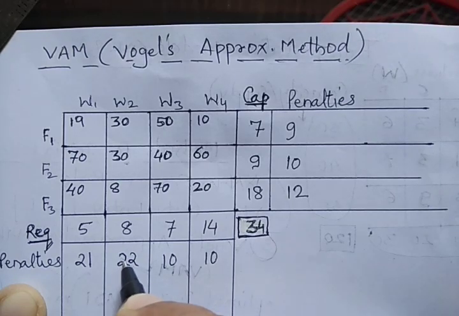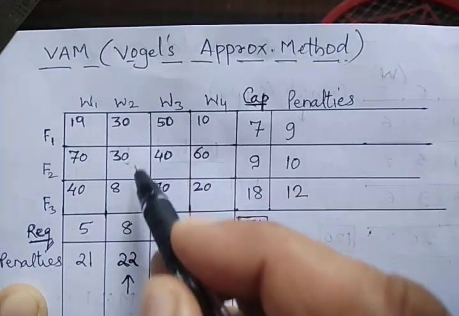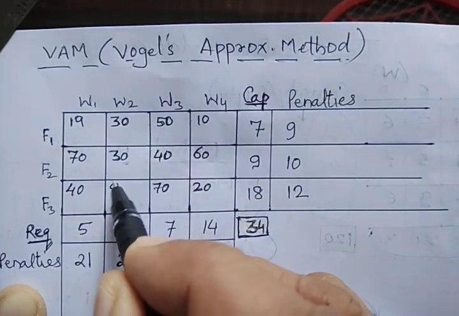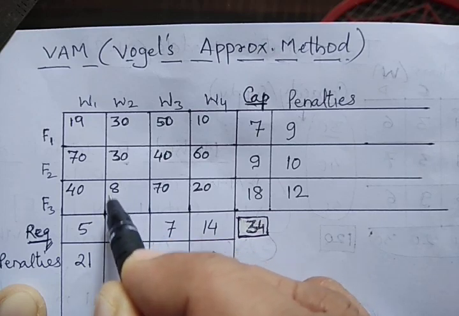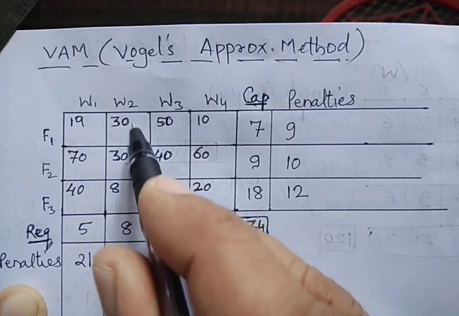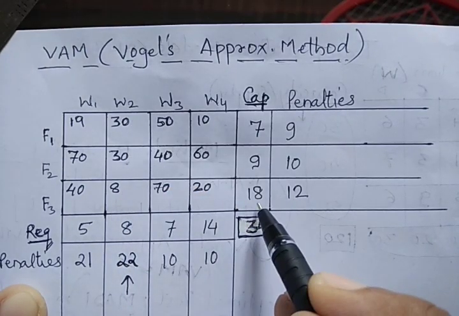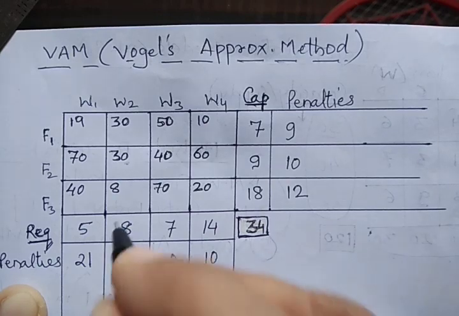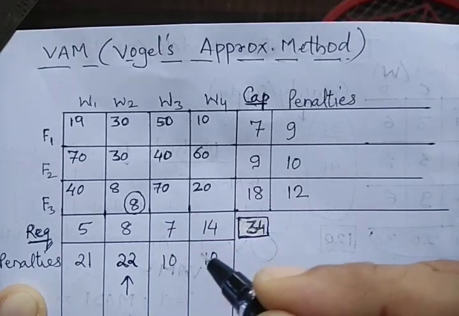The highest penalty is 22. In that column, see which is the lowest cost. The lowest cost is 8. So here we have to do the maximum allocation. 8 is under F3 and W2. Here the requirement is 8, the capacity is 18. So the requirement, all the 8, I can allocate here.